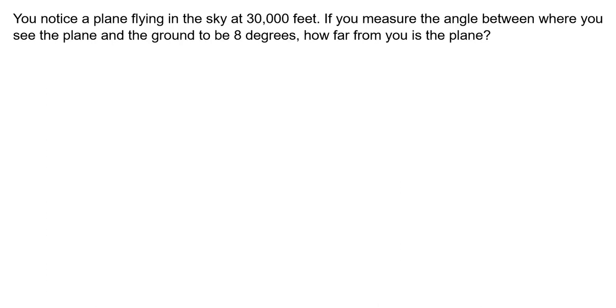This time you notice a plane flying in the sky at about 30,000 feet high. If you measured the angle between where you see the plane on the ground and where the plane is, it would be 8 degrees. And we're asking how far the plane is from you, along that line of sight. So if you imagine you had a string connecting you and the plane, how long would the string be? Go ahead, pause the video, see what you can do here, and then come back when you are ready to see the answers and end the video.